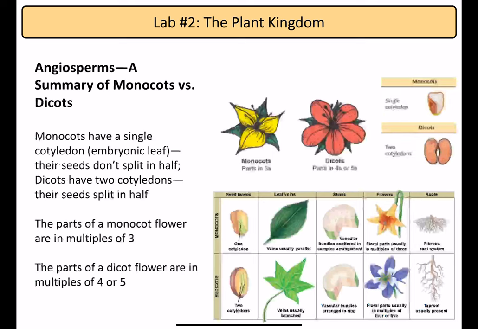Next section. Breaking down the angiosperms into two groups, the monocots and the dicots. As you're going to learn when you complete this lab, a majority of this lab has to do with distinguishing between these two types of angiosperms. Okay, and they each have characteristic features that will help you to do so. And I've summarized all those features here in this table and in these pictures.